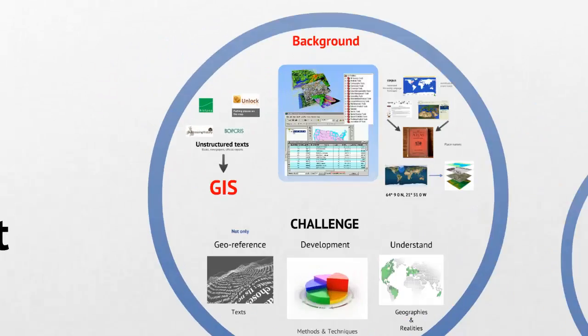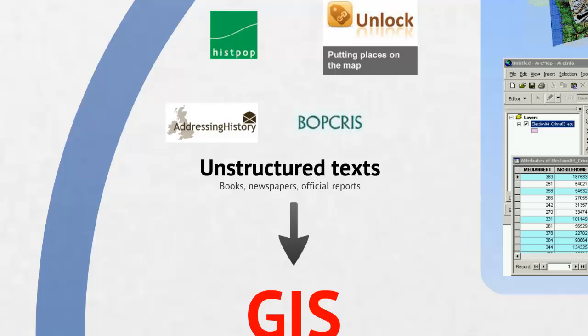Right, so as many of you probably already know, there has been a good number of really successful projects that have been looking to incorporate what is called unstructured text. This is to say books, newspapers, or official reports, for instance, into geographic information systems.